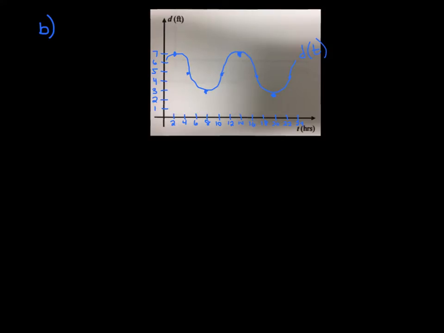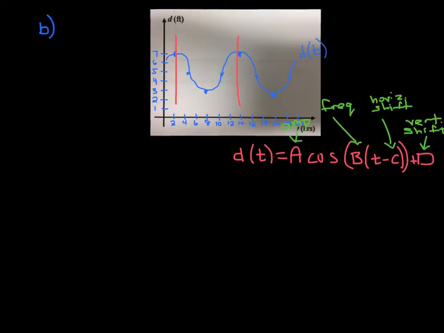Okay, so Part B wants us to derive an equation, and you can really make any sinusoidal curve a sine curve or a cosine curve, but to me, this one looks a little bit easier to work with as cosine. And I'm really just going to focus in on from here to here, because this would be a complete cycle of a cosine curve.